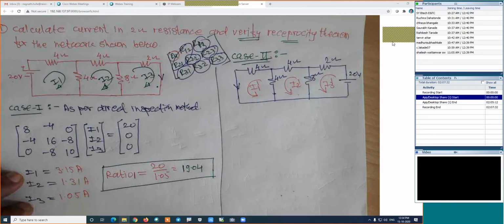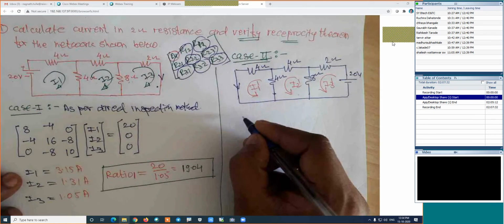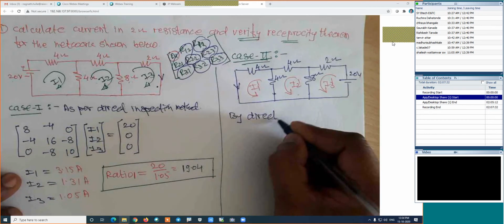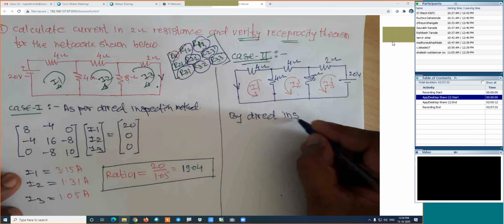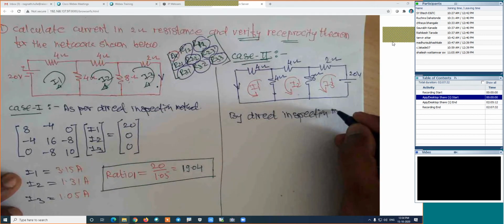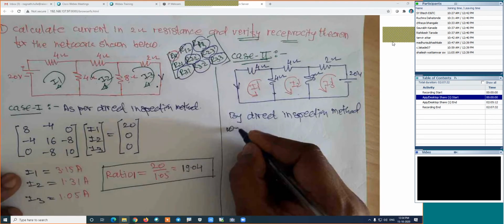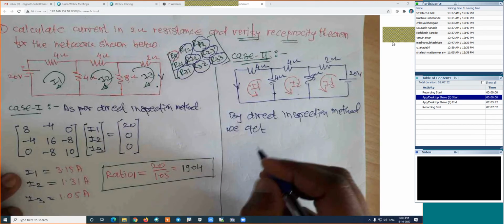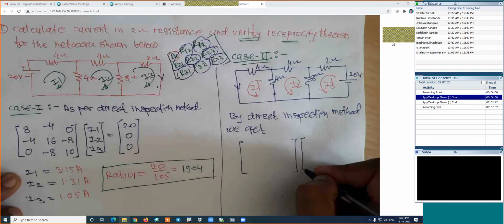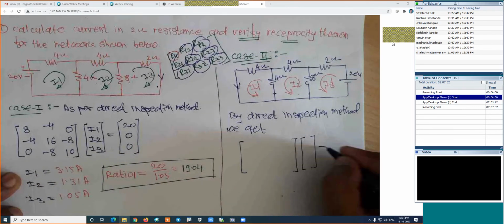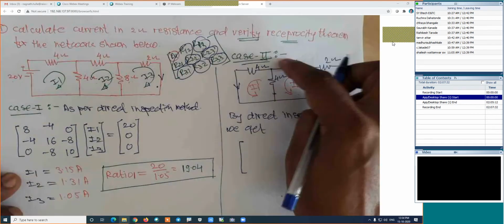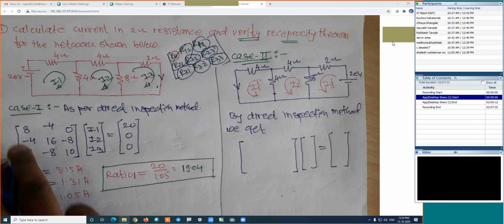These are the values. Now I will prepare the matrix by the direct inspection method. We get this matrix, into the current matrix is equal to the constant matrix. Now look, we have not changed these impedances, so whatever they were will come here.